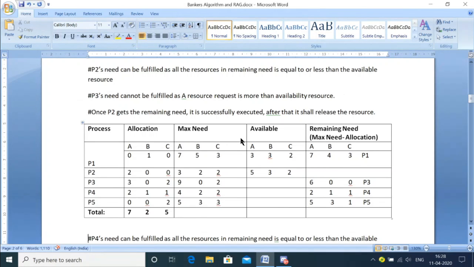6 instances of A are required, but how many instances of A are available? 5 units of A are there, but I need 6 units. So availability is less, isn't it? Like you need 6 toffees, but how many toffees are there in the shop? Only 5. So this P3 we will not be able to fulfill. P3's need cannot be fulfilled as the A resource request is more than the available resource. Okay, so that will be dropped.